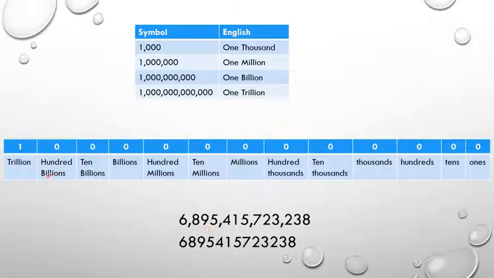895 billion, 415 million, 723,238. You write it like this. You do not forget the comma, because without it, it's harder for you to know where you are. This enables you to know if you're in the hundreds, thousands, millions, billions, trillions, and up to quadrillions or zillions.